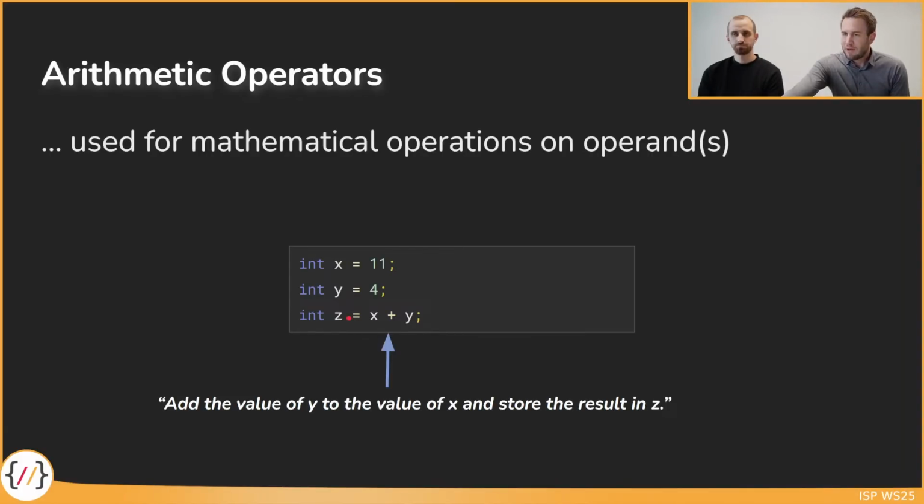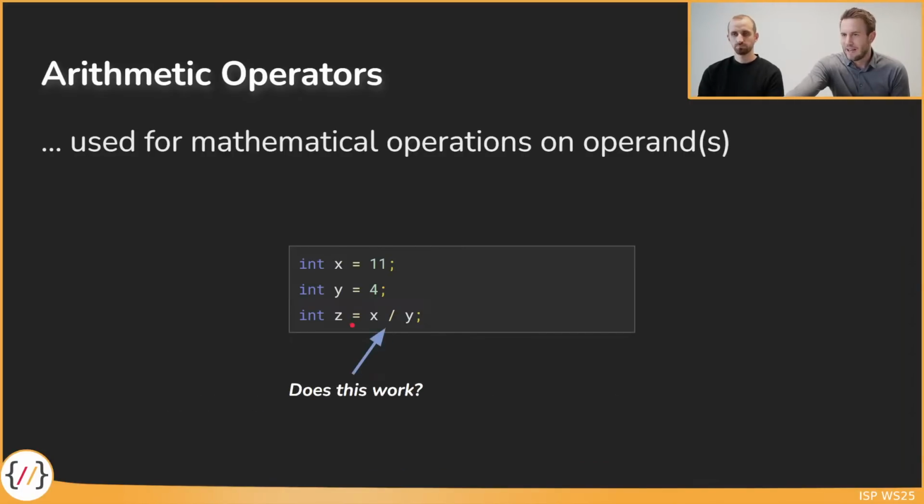We see the plus sign here, so for sure there can also be a minus, a multiply, which is the star, and also a slash for dividing. But the question is now, does this work? What do you think? So x is 11, y is 4. So basically we are dividing 11 by 4. Hard to calculate, but the result should be 2.75. Okay, so the question is, does this work?